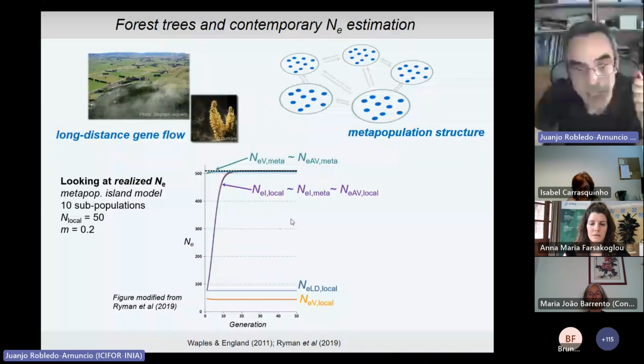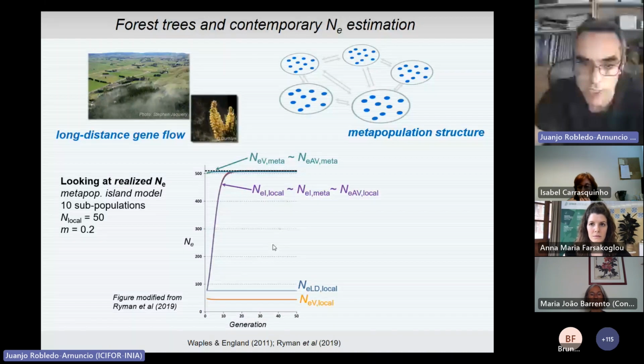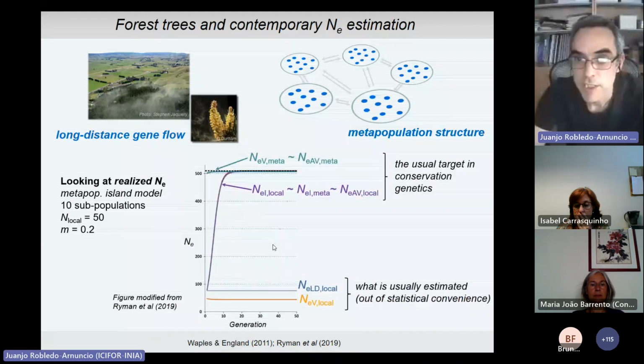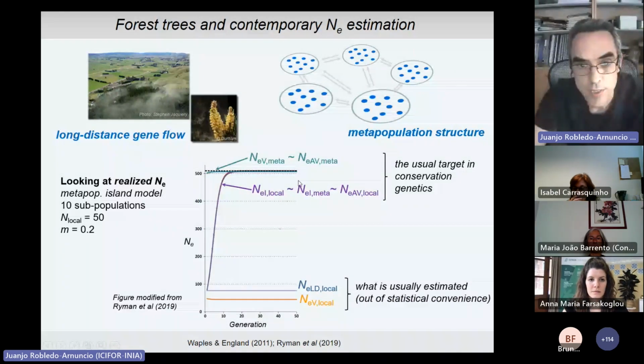The higher the gene flow rate, of course, the higher the local effective population size will be. And if you have a migration rate of 1, of course, any kind of local effective population size definition will converge with the global one. So what is interesting here is that the usual target in conservation genetics is the inbreeding and average additive variance effective population size. But what we usually estimate out of statistical convenience is this, the linkage disequilibrium and the variance effective size.